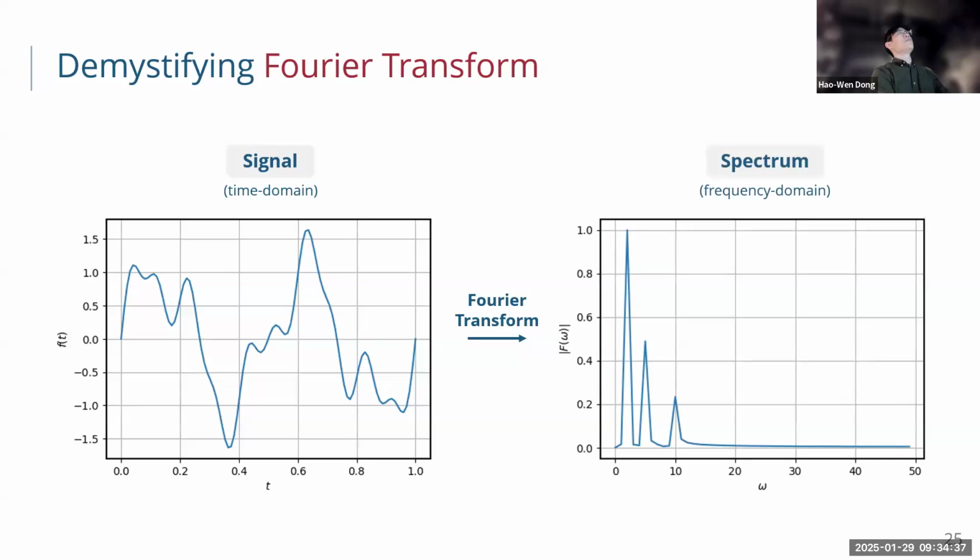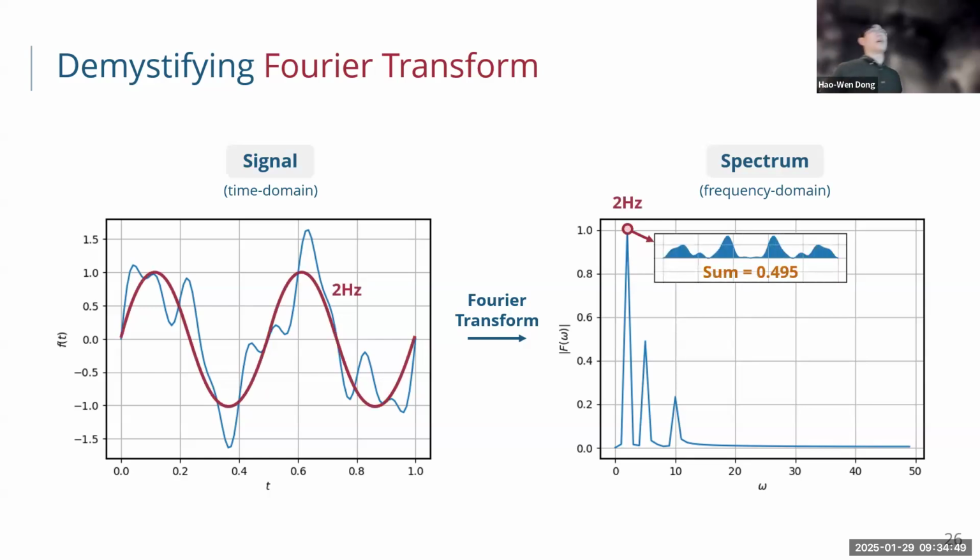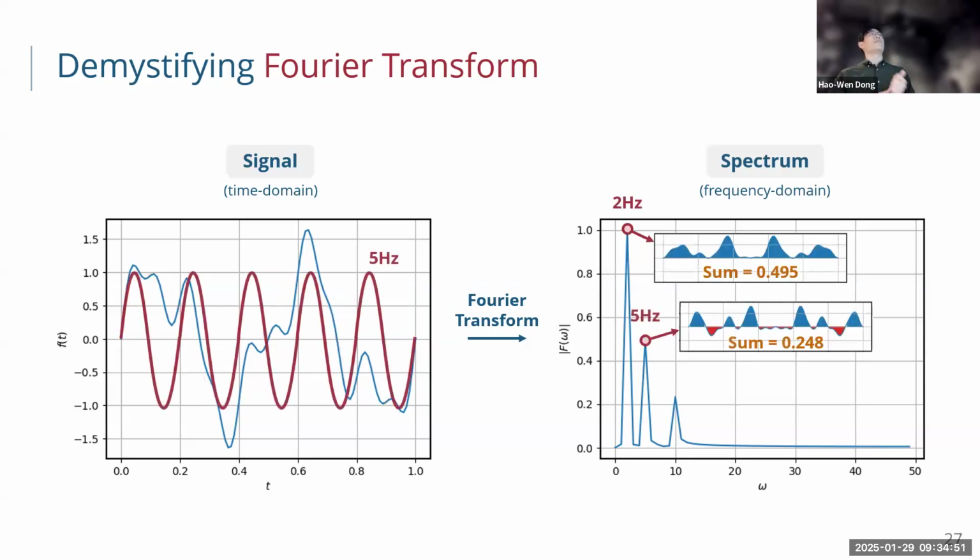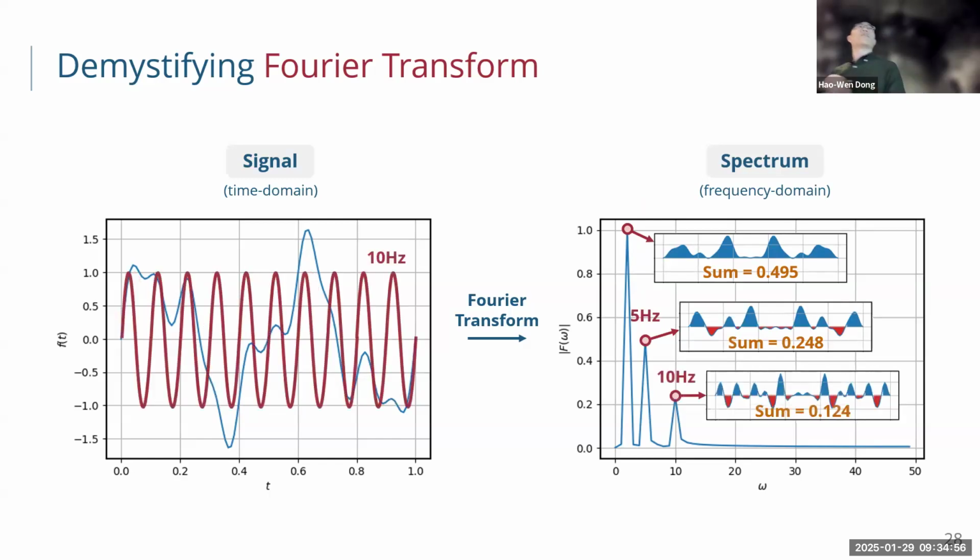So what we can do after Fourier transform is something like this. At the left is the signal, at the right is the spectrum. So you will see there is a 2 hertz component inside it. There's also the 5 hertz component, and there's this 10 hertz component. And these are non-zero: 0.5, 0.25, then 0.125, so sort of a decrease in magnitude.